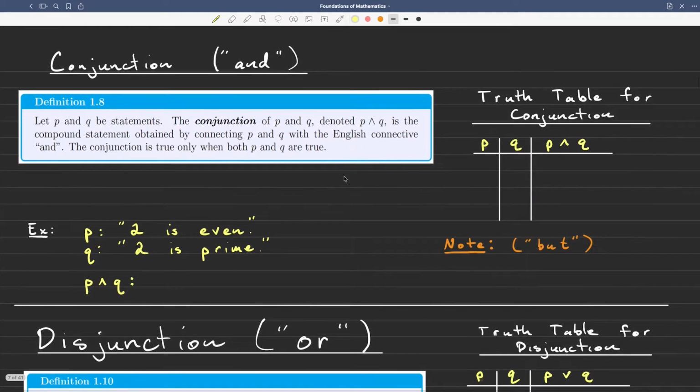Okay, moving along. The next way that we'll modify logical expressions is to use the conjunctive and. If we have two separate, more basic logical expressions, we can connect them with and. The conjunction of P and Q, which is denoted by P wedge Q, or maybe we'll call that caret, the upside down V shape, is the compound statement obtained by connecting P and Q with the English connective and.